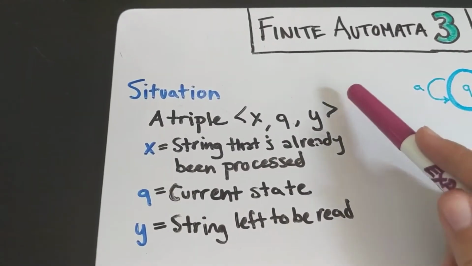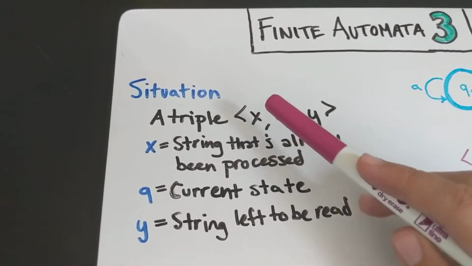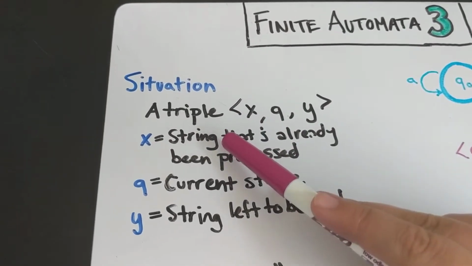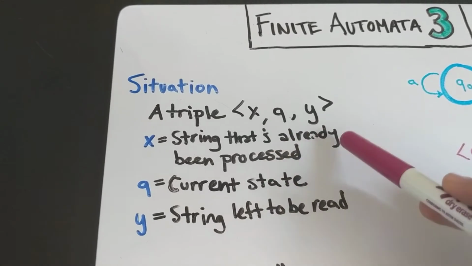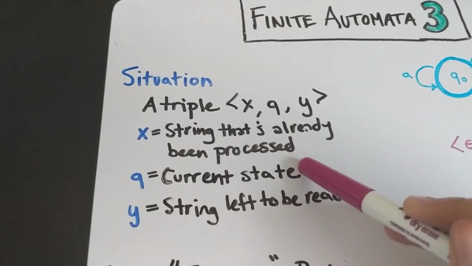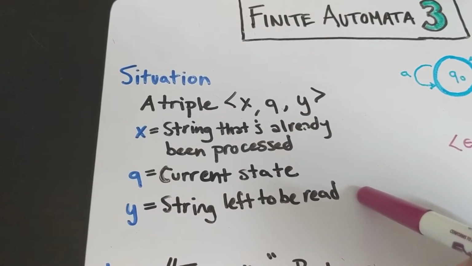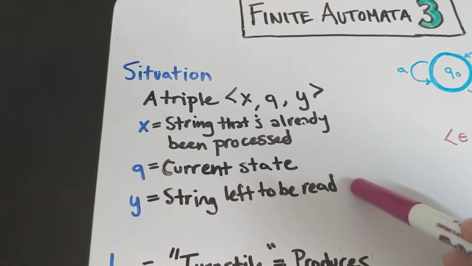So a situation is a triple. So it's an X, a Q, and a Y, where X is the portion of the string that's already been processed. Q is the current state that you're in, and Y is the portion of the string that's left to be read into the system.